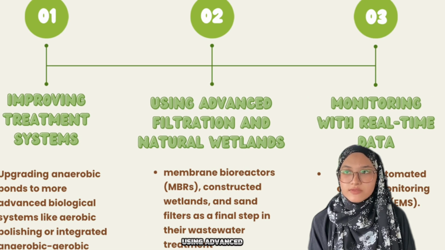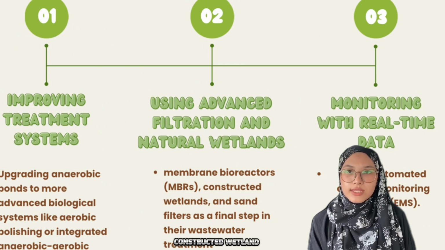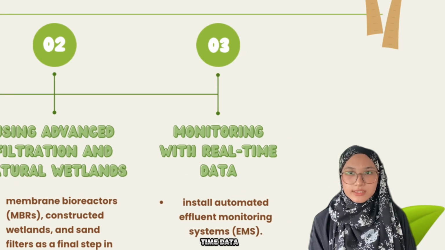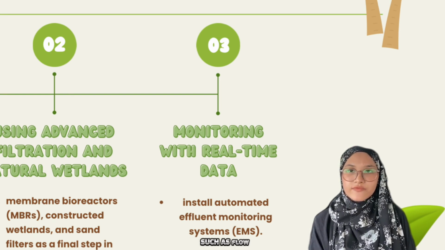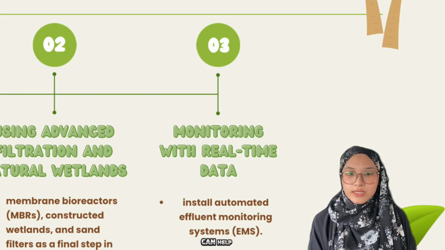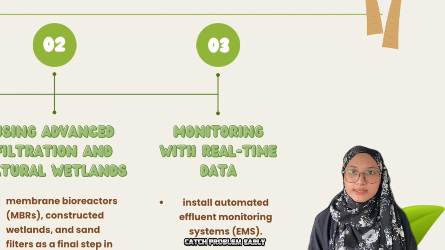Second, using advanced filtration and natural wetlands. Adding membrane bioreactors, constructed wetlands and sand filters as final steps in wastewater treatment can help polish the water and make it clean enough for use or safe discharge. And lastly, monitoring with real-time data. Installing automated effluent monitoring systems helps track discharge data such as flow, pH and BOD, then sends it directly to the DOE, which can help ensure better compliance and help mills catch problems early.